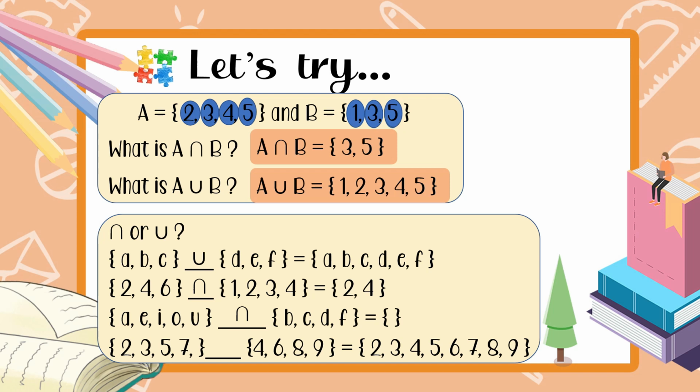How about this? The last one. We have 2, 3, 5, 7, blank 4, 6, 8, 9. Then the resulting set, we have 2, 3, 4, 5, 6, 7, 8, 9. So is that an intersection or a union? Okay, this one is a union. Pinagsama lang yung unang set doon sa second set.